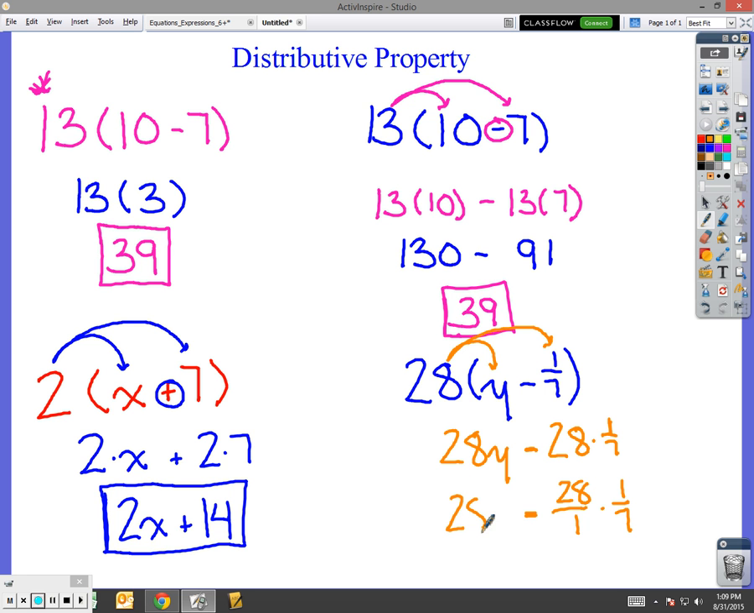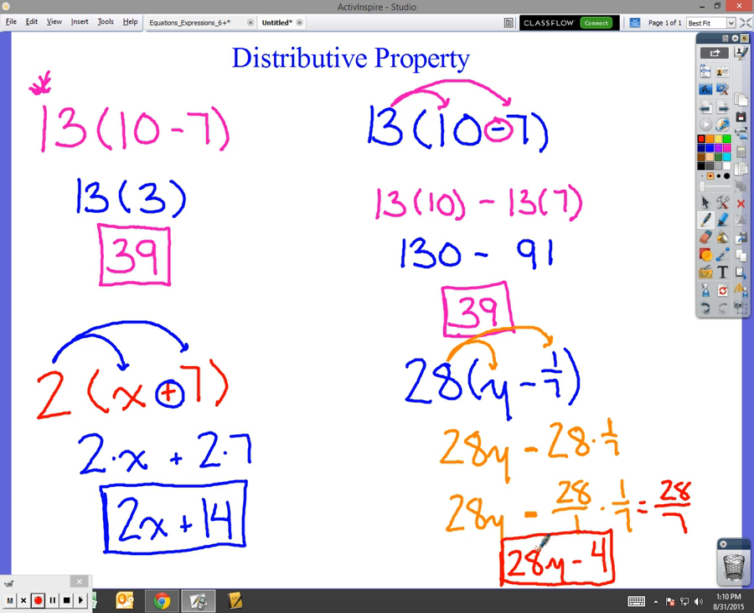Now the other starting expression has not changed. It's still 28 times y. Now I could do a little cross reduction here, or I could just multiply straight across. I go 28 times 1 is 28. I go 1 times 7 is 7. This is just another way to say what is 28 divided by 7. So my final answer is 28 times y minus 4. Alright, that is another use of the distributive property.